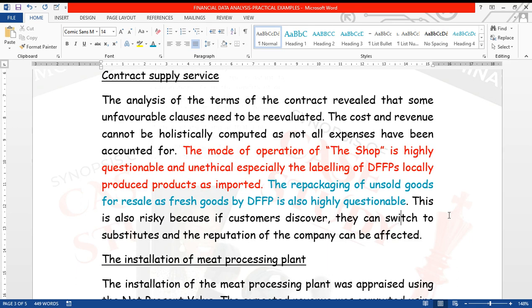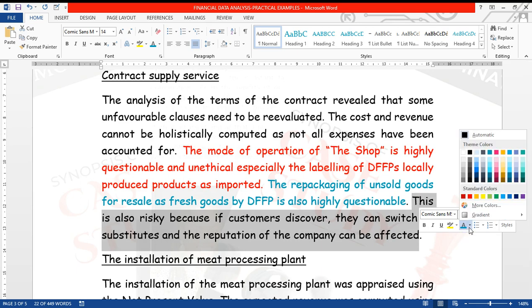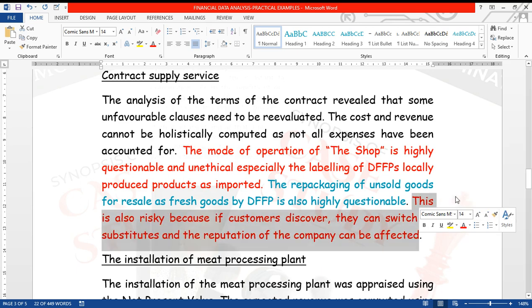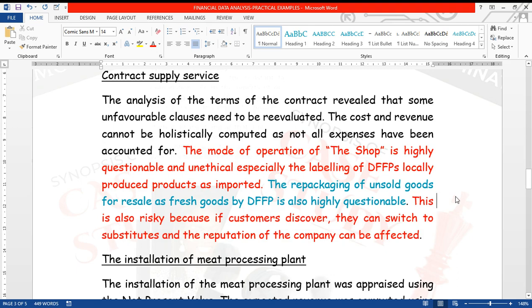This is also risky, because remember they told us to consider the risk associated with this product. If customers discover that DFFP is repackaging unsold, unfresh goods and calling them fresh, they can switch to substitutes and competitors. The reputation of the company can be affected, because if blogs start carrying it around that DFFP is into this kind of unethical behavior, it can affect their reputation. So in venturing into this business, they have to consider all these risks and unethical behaviors.